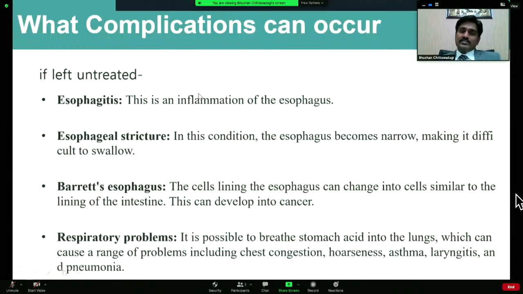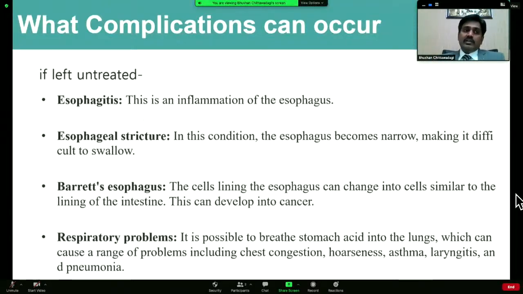Now, I said, since the acid is coming up into your food pipe, the food pipe gets irritated, so it starts getting inflamed. Then we start developing ulcers in the food pipe. It is called esophagitis. Esophagus is the food pipe, and the irritation of it is called esophagitis. And because ulcers are formed, they heal also. Whenever it heals, it may heal with some fibrosis.